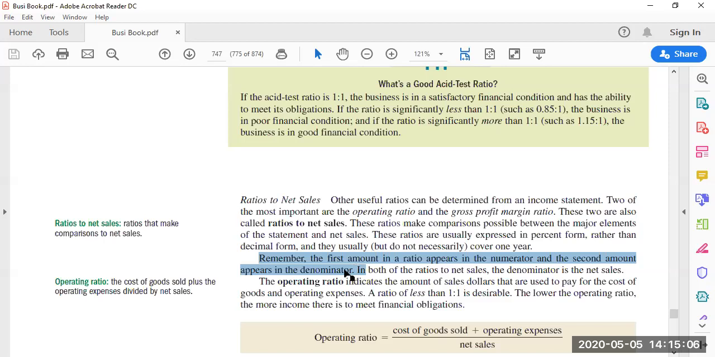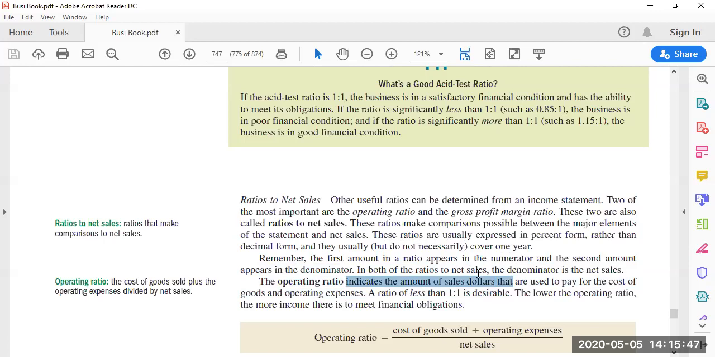Remember that. Now, the first ratio we're going to look at with this income statement is our operating ratio. The operating ratio takes the cost of goods sold plus the operating expenses, the cost, and then divides that by net sales. So what does that do for us? It indicates the amount of sales dollars that are used to pay for the cost of goods and operating expenses. So in other words, how well is our current operation covering our current costs?